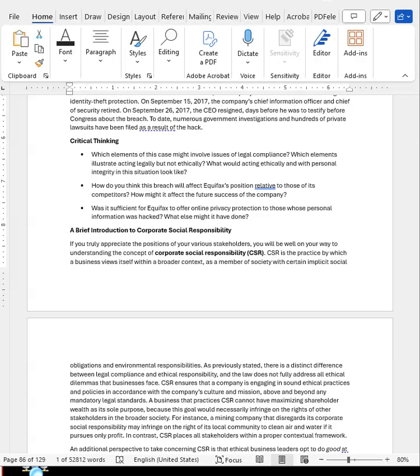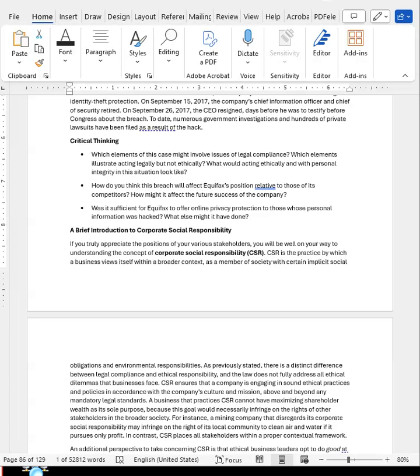A business that practices CSR cannot have maximizing shareholder wealth as its sole purpose, because this goal would necessarily infringe on the rights of other stakeholders in the broader society. For instance, a mining company that disregards its corporate social responsibility may infringe on the right of its local community to clean air and water if it pursues only profit.